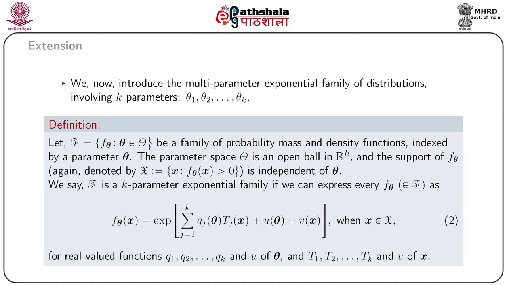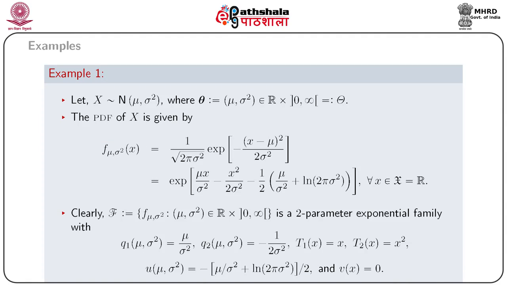The family script F theta is said to be a k parameter exponential family if f theta x can be expressed in the following form: f theta x equals e to the power summation over i from 1 to k q i theta into t i x plus u theta plus v x, where q1, q2 up to qk and u are real valued functions of theta, and t1, t2 up to tk and s are real valued functions of x. Let us consider some examples.